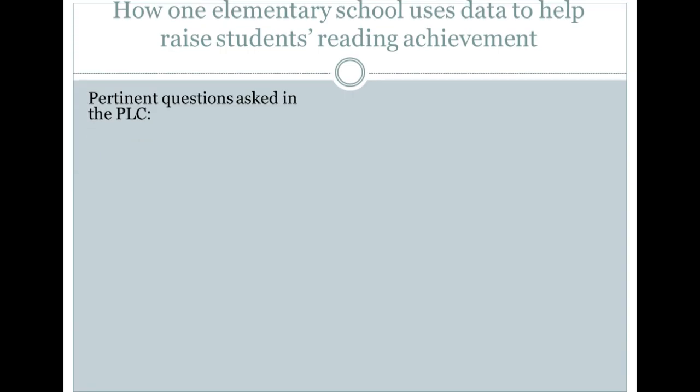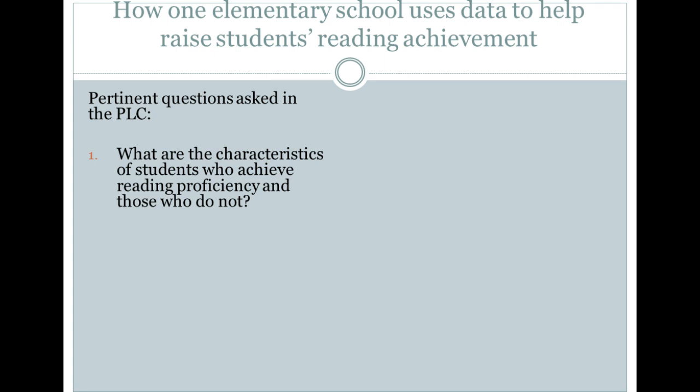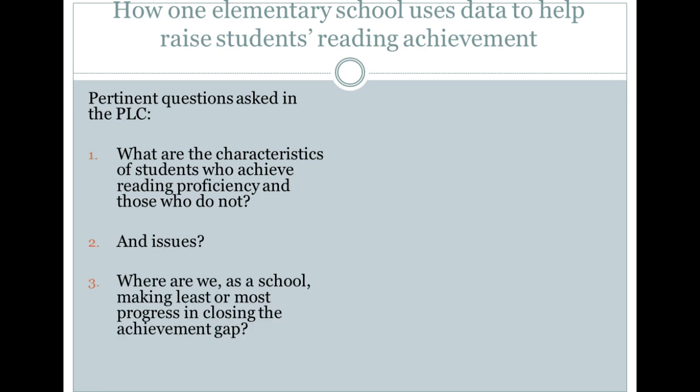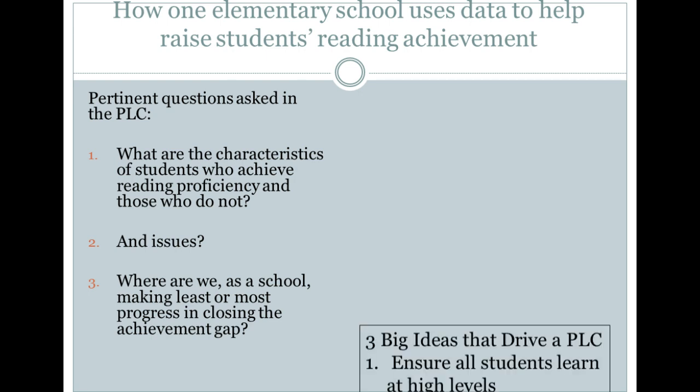So, the pertinent questions that they asked in their PLCs were, what are the characteristics of students who achieve reading proficiency and those who do not? So really identifying what skills and strategies will propel our readers forward. The ones who are successful, what can they do? And the ones who aren't, how can we develop those? And then are there any issues? And third, where are we as a school making the least or most progress in closing the achievement gap? And in order to answer that question, you will have to look very critically at your data.